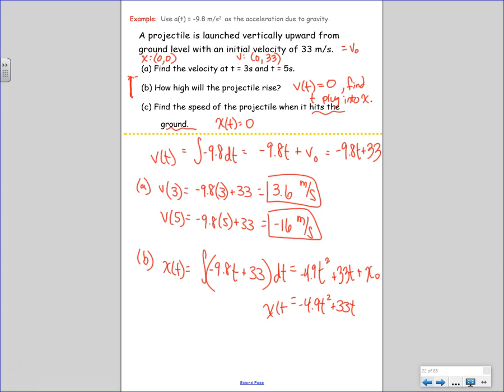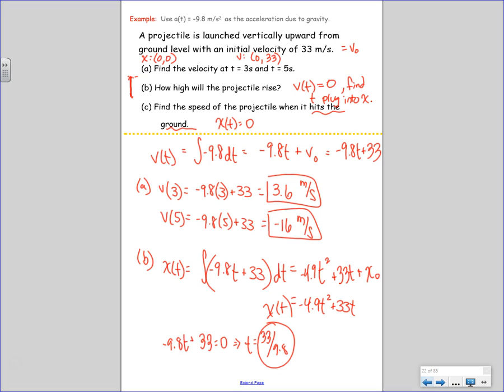Our initial position was 0 because it said that it was launched from the ground. So all we need to do to plug into this is have a t, and we won't have a t until we solve for t. And so we need negative 9.8t. What was the rest of our velocity equation? Plus 33 plus the initial equals 0. So then t is going to equal 33 over 9.8 seconds. That's when it's going to be at the top of the motion.